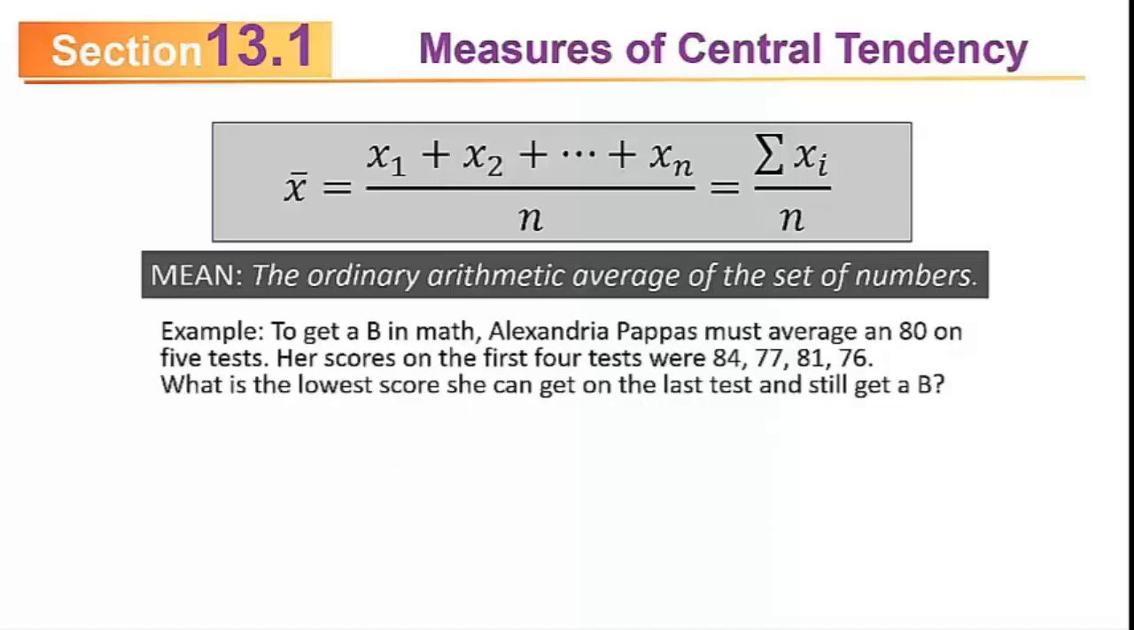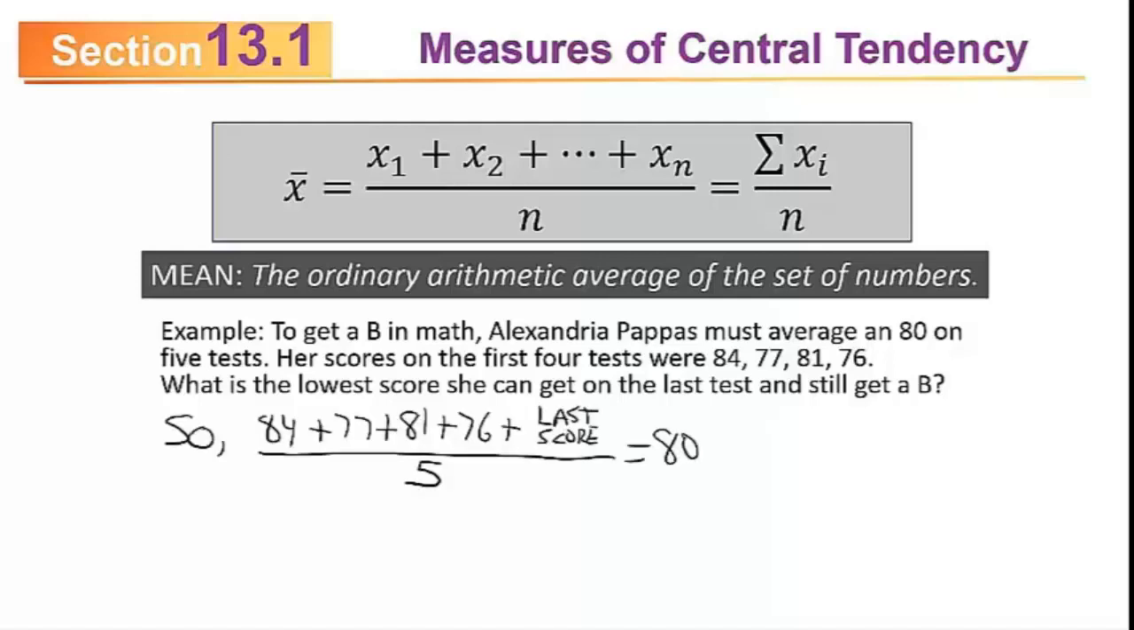How about this? To get a B in math, Alexandria Pappas must average an 80 on 5 tests. Her scores on the first 4 tests were 84, 77, 81, 76. What is the lowest score she can get on the last test and still get a B? Very straightforward, but how do you do it? I know that when I average grades, I just add them all up and divide by how many there are. And if she wants to get a B, that average has to come out to be 80.